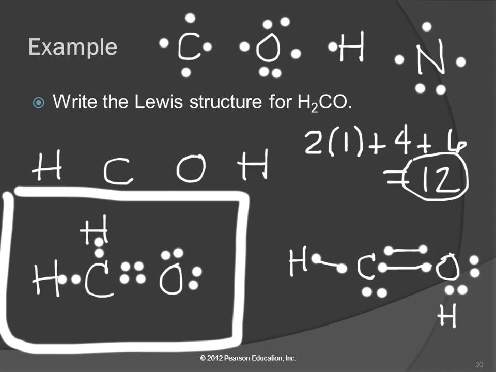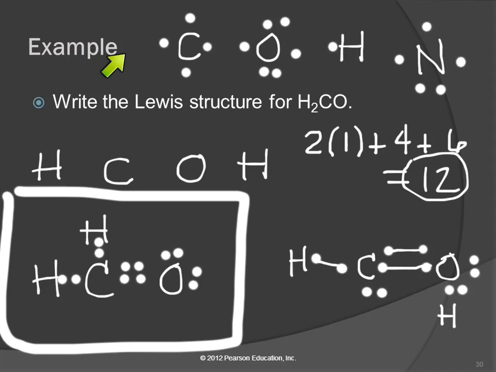Now that's not the same as the first one I drew, is it? The first one had 2 hydrogens attached to the carbon and a double bond between the carbon and the oxygen. And this one has hydrogen to carbon, double bond to oxygen, and then to hydrogen. At this point in your chemistry career, if you drew this, I would say, that's good enough. That's okay. It follows the rules. The hydrogens have duets. Each of these carbon and oxygen atoms have octets, and that's what we were going for.